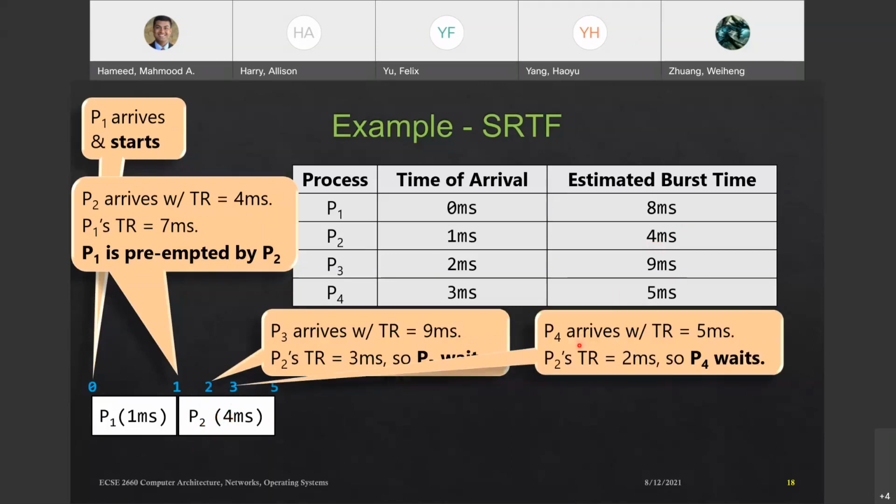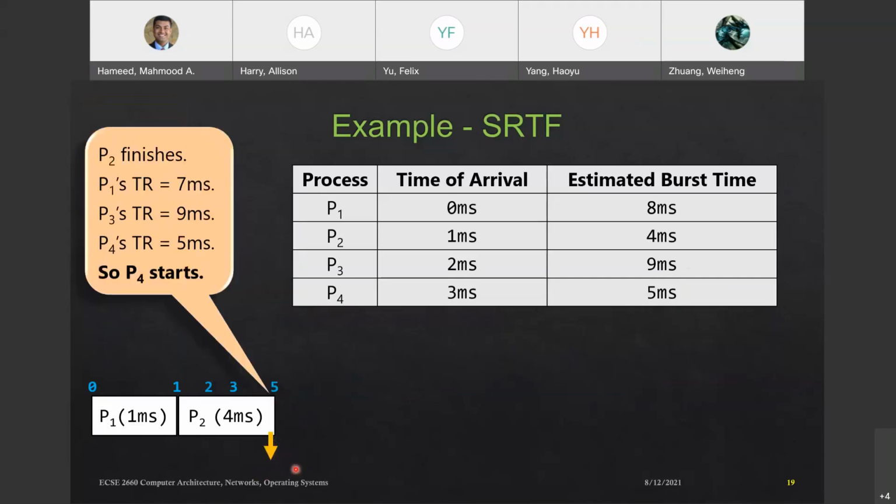At 3 milliseconds, P4 arrived, but it has a time remaining of 5 milliseconds. So P4 waits. P3 and P4 just need to wait until P2 finishes. But at 5 milliseconds, P2 finished, and I'm denoting that with a yellow down arrow here. P2 finished at 5 milliseconds.